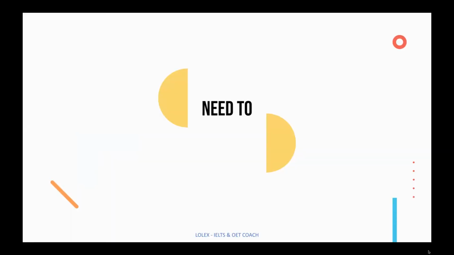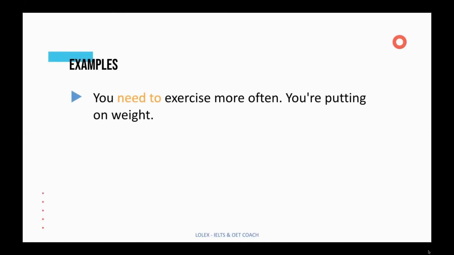Need to. Need to is used to express that something is important to do. This form is often used for something that is important one time. Unlike ought to, need to has only one meaning, that is, the necessity for the purpose. For example, you need to exercise more often. You're putting on weight. You need to wear a tie to the party.